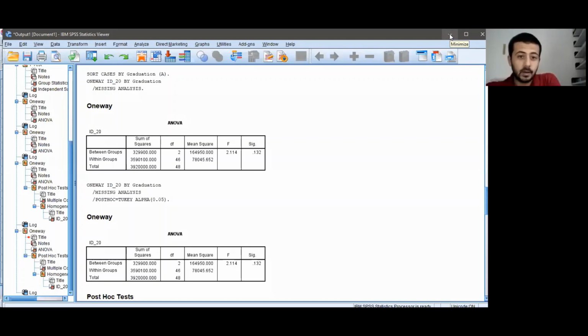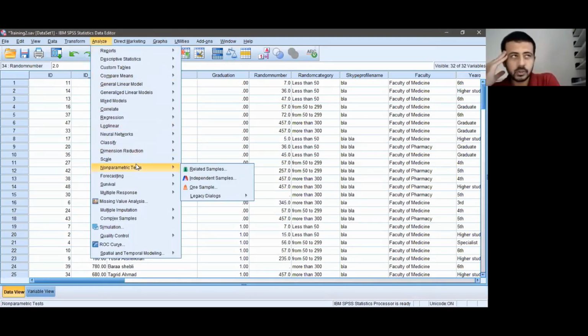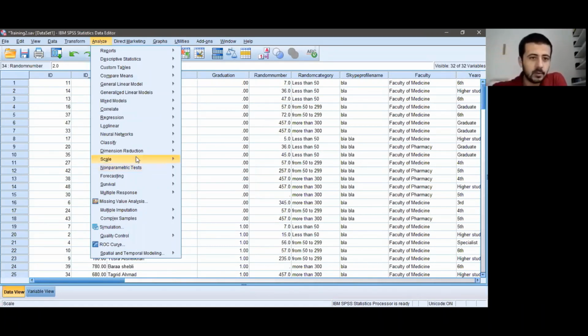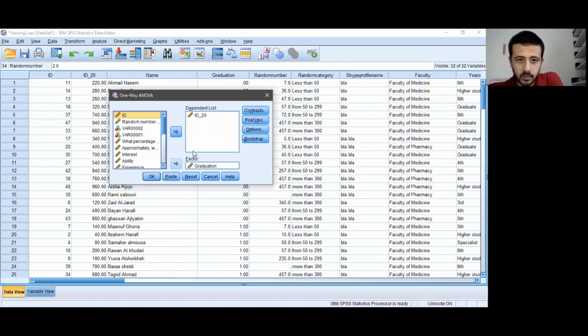Okay, just we leave that table, okay? We return to the analysis. Okay, now we understand there is a difference or there is no difference. Now what we need to go and do, and we usually do that when there is a difference, okay? It makes no sense searching for the difference that is not significant, okay? So let's assume there was a significant difference between the groups of graduation regarding the ID, okay?